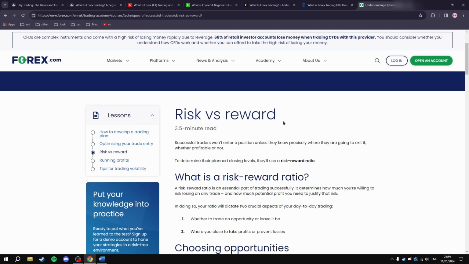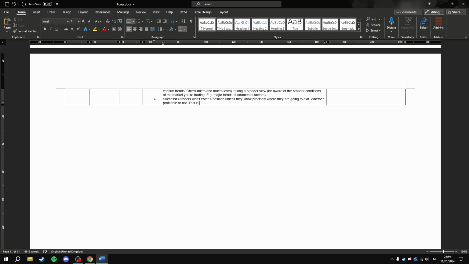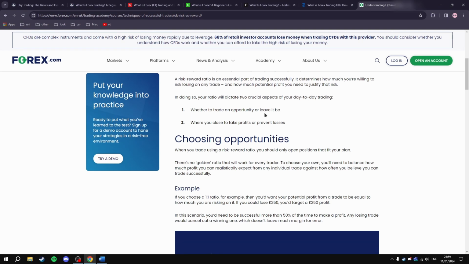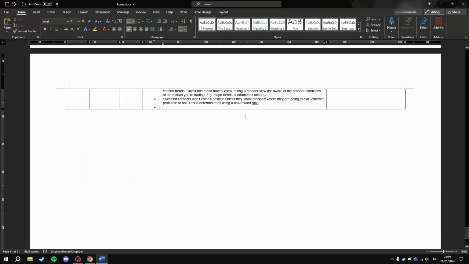Determine the planned closing level, so use a risk-reward ratio. What is a risk-reward ratio? A risk-reward ratio is a central part of trading successfully. It determines how much you're willing to risk losing on any trade, and how much potential profit you need to justify that risk.